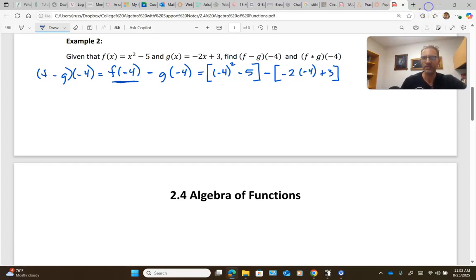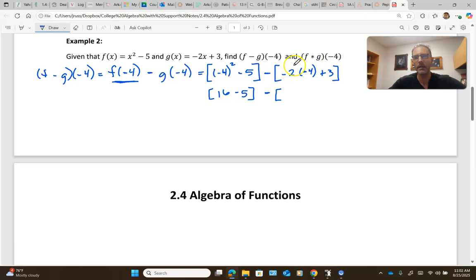Alright, so I've got all my substitution done now. So now what I can start doing is working inside these brackets. Negative 4 in parentheses squared is negative 4 times negative 4, which is a positive 16, minus 5. Okay, I'm just doing one operation at a time.